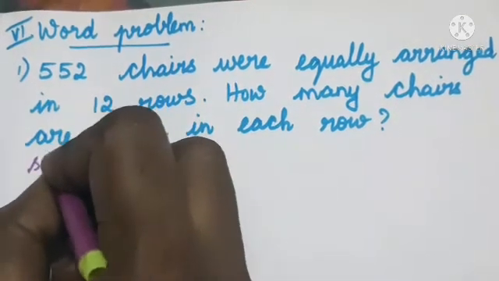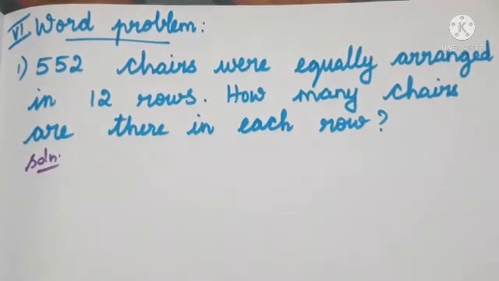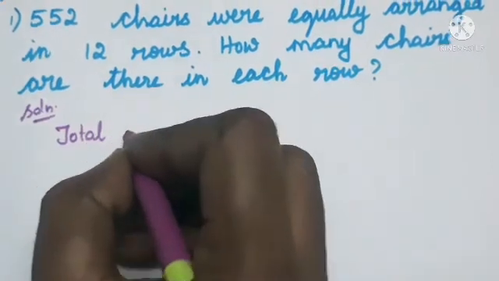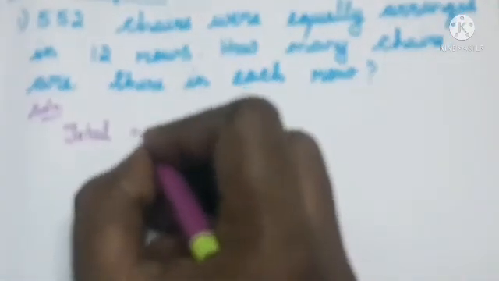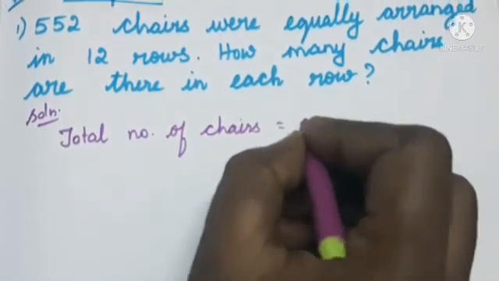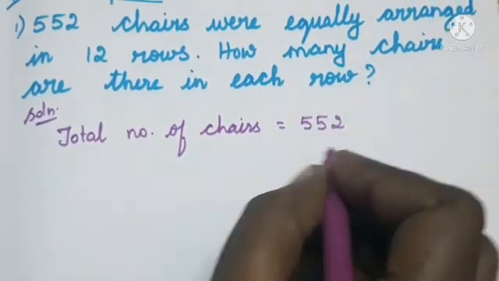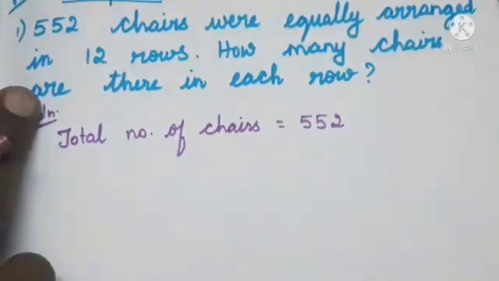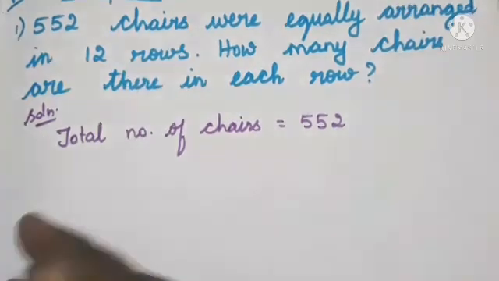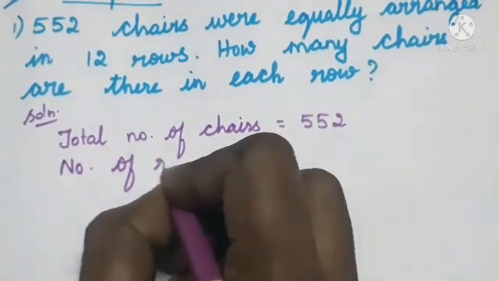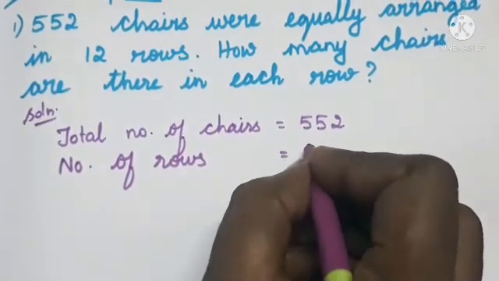First we can write the solution. First, what is given? 552 is the total number of chairs. So we can write: total number of chairs is equal to 552. The first line is over. They are arranged in how many rows? 12 rows. So we write number of rows is equal to 12.